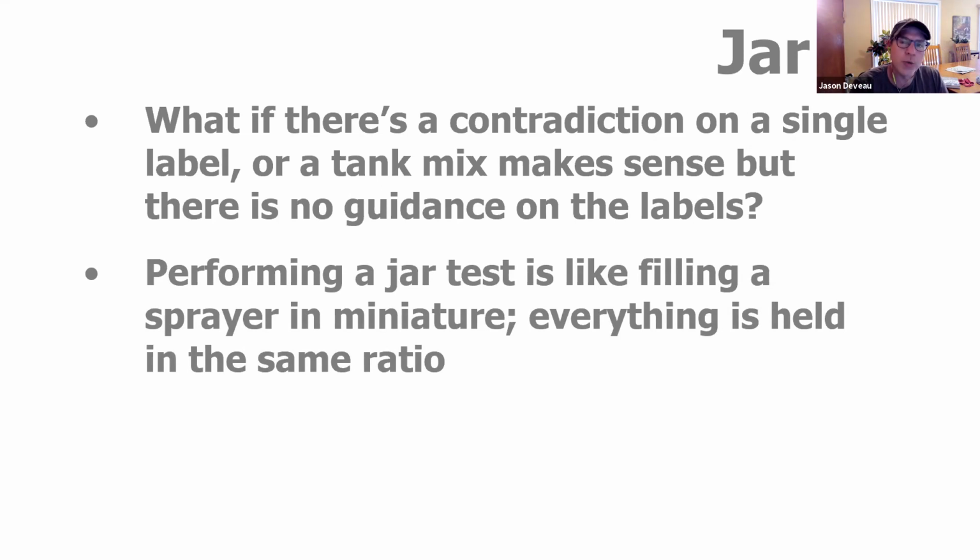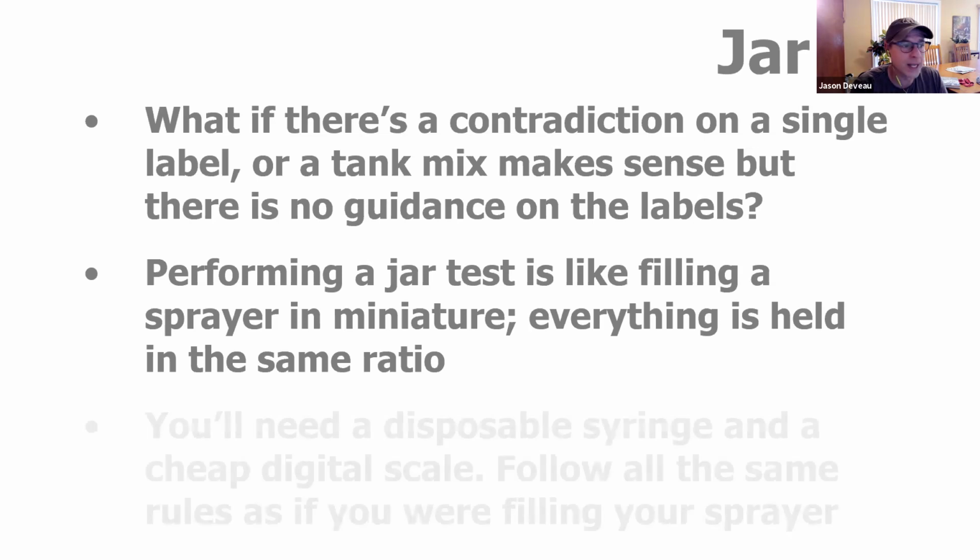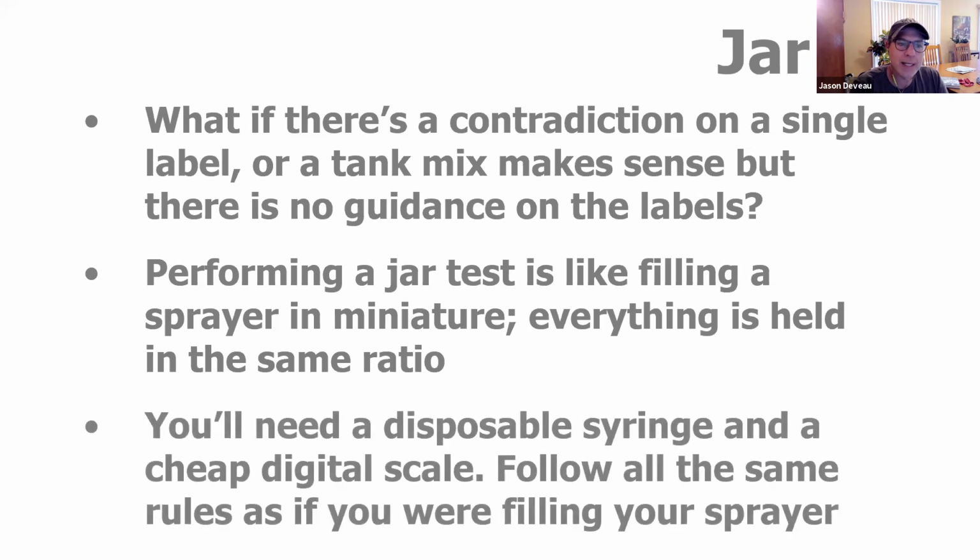And this is where we do a jar test. A jar test, if you haven't done it, is kind of like filling your sprayer in miniature. It's just a trial run. So everything in the little jar is in the exact same ratio as would be your full tank. To do this correctly, you're going to need a disposable syringe. You're going to need a cheap digital scale. You follow all the same rules as you would if you were filling your sprayer.